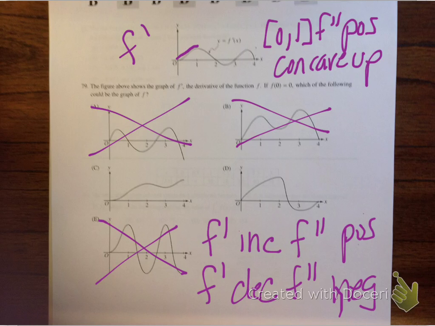So we're looking between 0 and 1 to see if it's concave up. So this from 0 to 1 is definitely concave up. This one is not concave up, it's like a frown. So D is out and C has to be the answer.